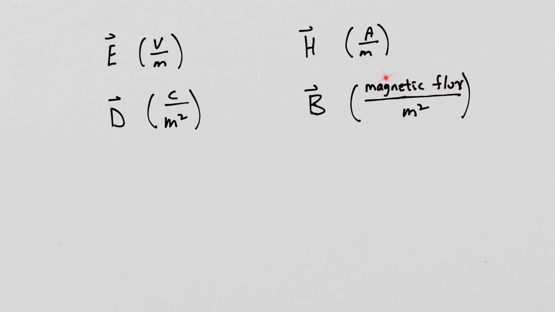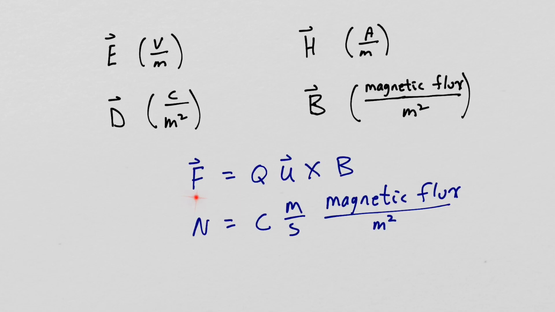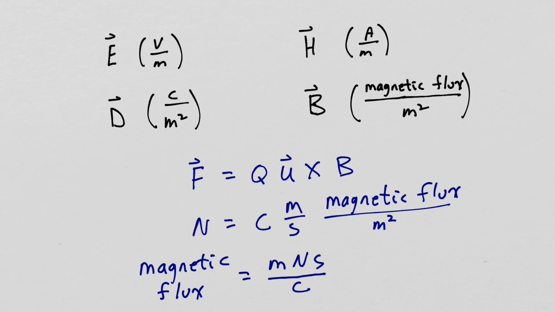Let's determine the units of magnetic flux. Looking at our force equation, we see that newtons will equal coulombs times meters per second times magnetic flux per meter squared. Solving for magnetic flux, we get meters, newtons, seconds over coulombs, and a meter times a newton will be a joule, and a joule over a coulomb is a volt. So the units of magnetic flux are volt seconds.